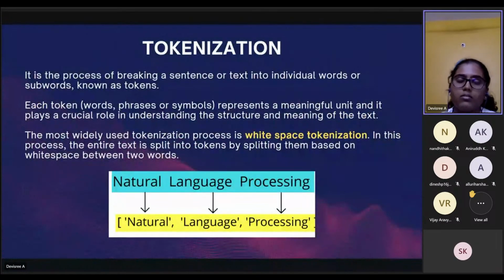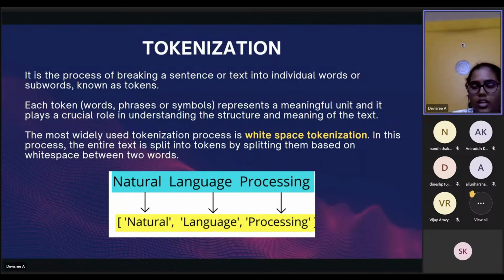Next, tokenization is one of the key steps of text preprocessing. Tokenization simply means breaking the text into smaller units, breaking the sentences into smaller units. If you have a text, the simplest unit you can think of is a word. So tokenizing the given text into words is the most common tokenization process, also known as white space tokenization. Other tokenizations also include sentence tokenization, where each token corresponds to a sentence instead of words.